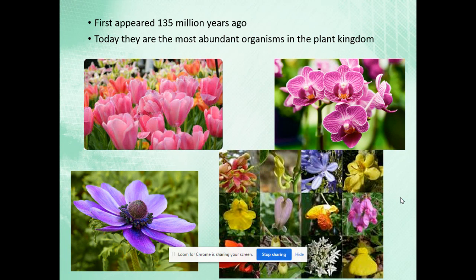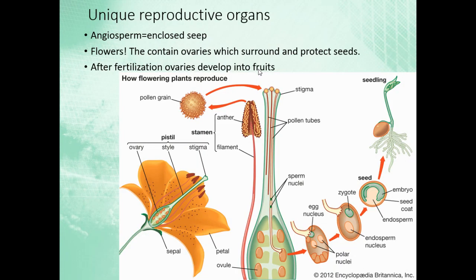And here's just a few examples. Let me hide this real quick of what those can look like. We have some orchids. This looks like a cone flower. This looks like a bunch of different kinds of orchids and lilies. There's just so many different types of flowering plants out there. They're all angiosperms. They have very unique reproductive organs.